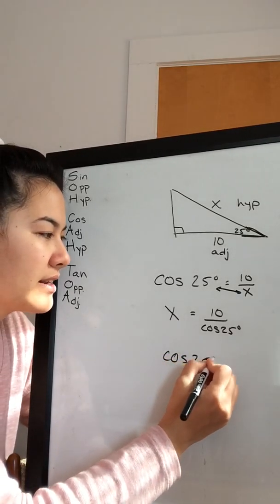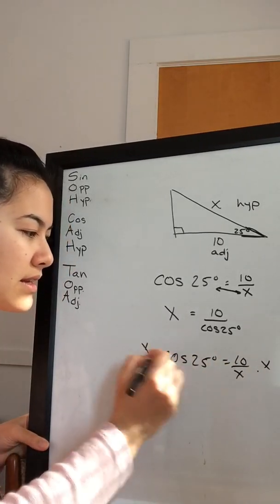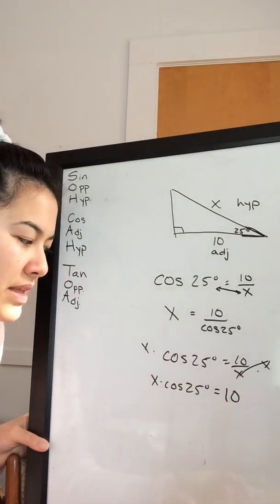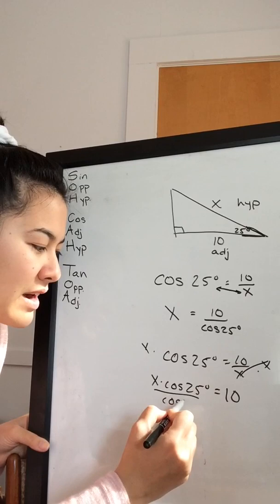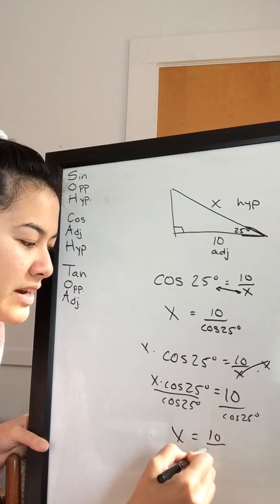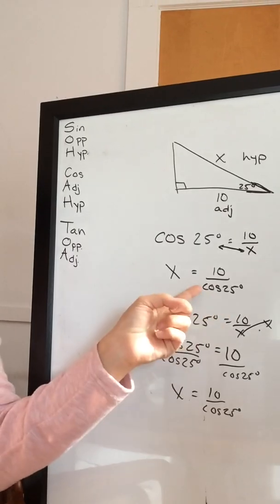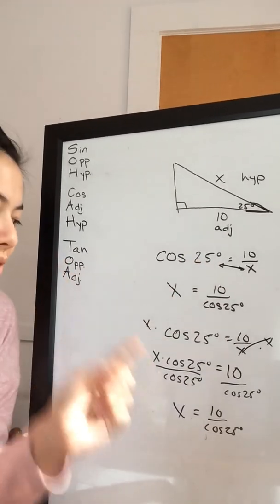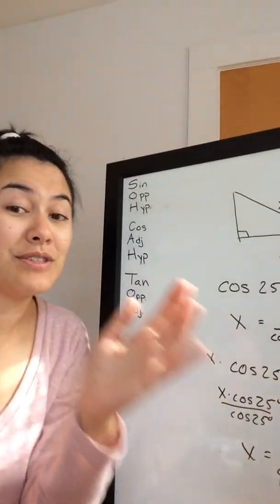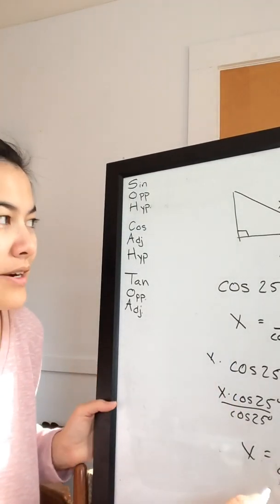The math behind that is, if you did multiply each side by x, you would have x times the cosine of 25 degrees equals 10, and then you still need to get x by itself, so you divide by the cosine of 25, and you're left with x equals 10 divided by the cosine of 25. So what you did here is just switching these numbers. You can only do that if x is on the bottom. If it's on the top, you should be glad, because that's actually easier: you can just multiply each side by the denominator.